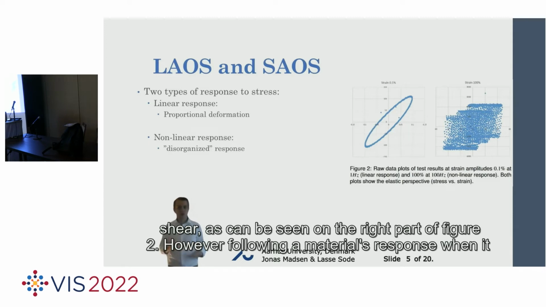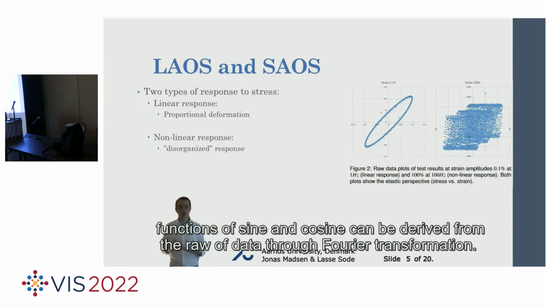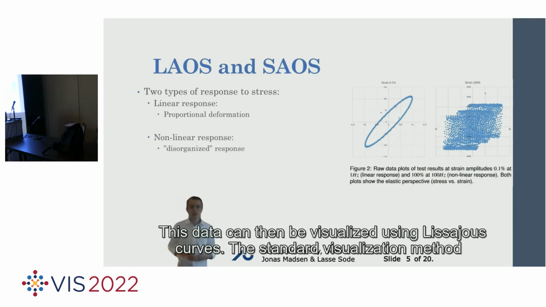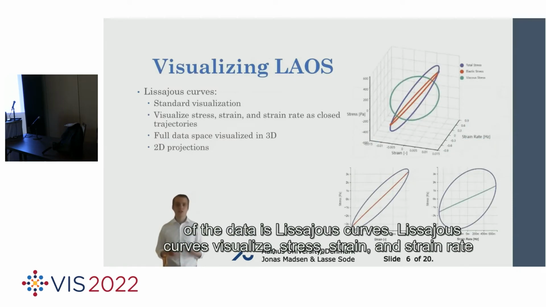However, following a material's response when it is nonlinear is important. A representation of the stress and strain values in the time domain as functions of sine and cosine can be derived from the raw data through Fourier transformation. This data can then be visualized using Lissajous curves. The standard visualization method of the data is Lissajous curves.